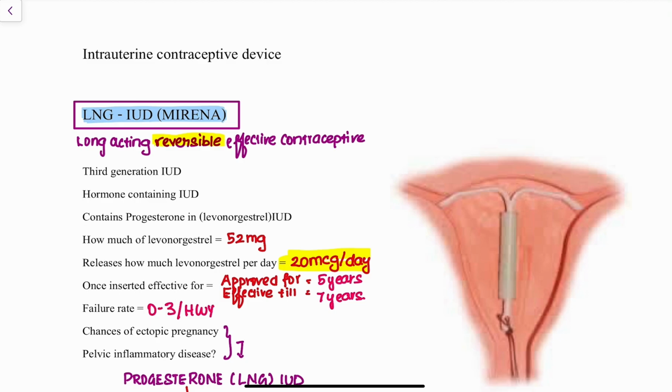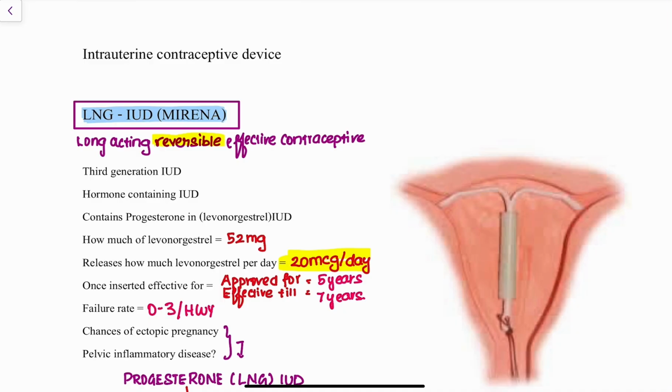So what do you mean by long-acting contraceptive method? See, there might be certain intending couples who do not want any further conception at all, but they are refusing permanent methods of sterilization such as tubectomy. In those couples, what are the choices available to you? As a clinician, you need to prescribe a contraceptive which is going to be long acting as well.